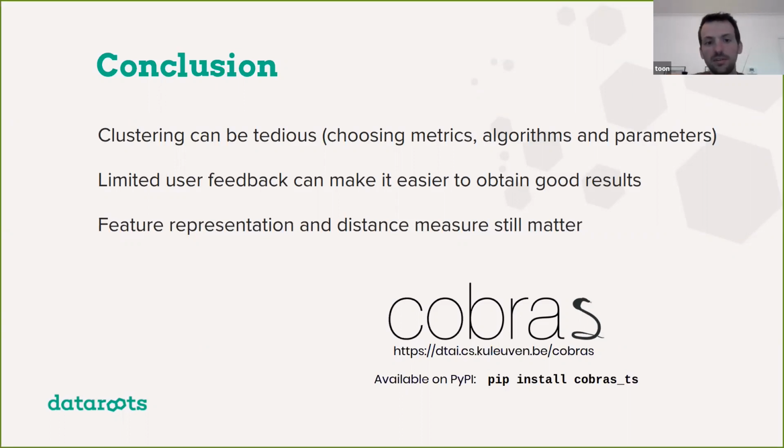So of course, this does not make the entire clustering system a black box. You still need to think about some things. For example, for the time series, it was useful to use a dynamic time warping distance. And for the images, we had to use an appropriate feature representation. But I still think with these things in place and COBRAS on top of that, it was much easier to get to the clusterings that we want.